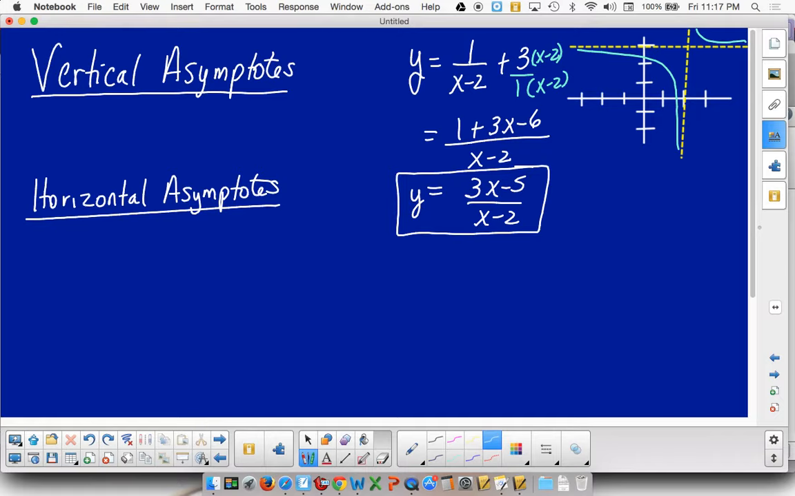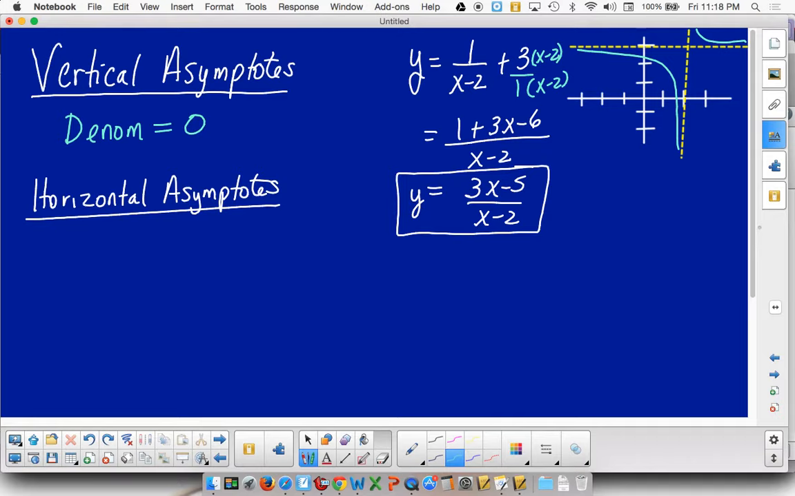Okay, well, what's telling me the vertical's at 2? Well, what do you see on the bottom? You have x minus 2. Where does that equal 0? 2. So vertical asymptotes are quite easy to find. You find verticals by determining where the denominator equals 0. Verticals aren't a problem.